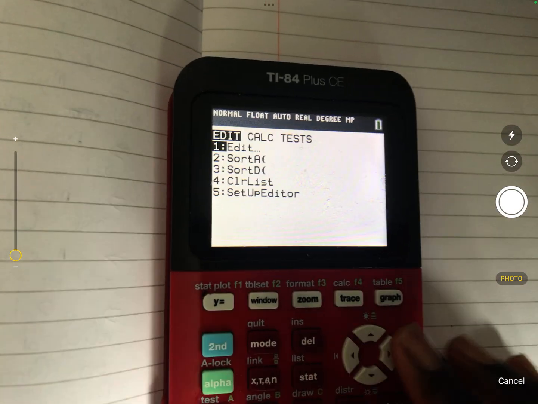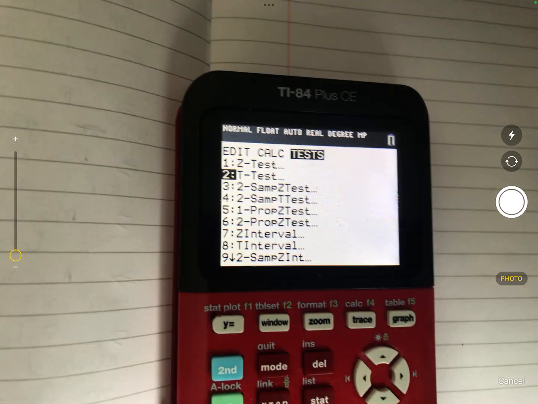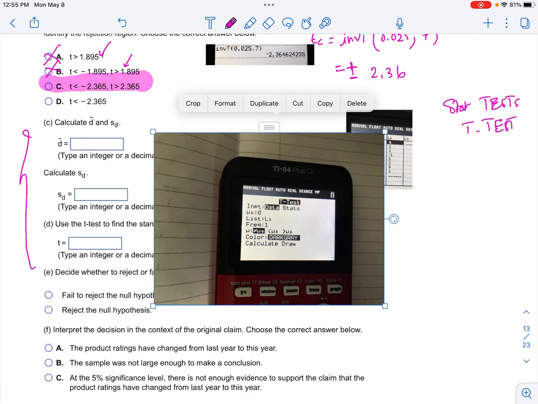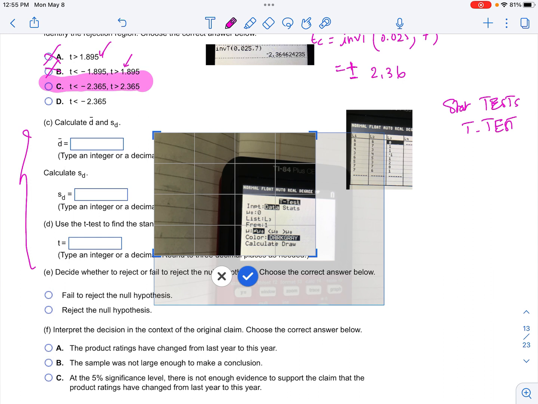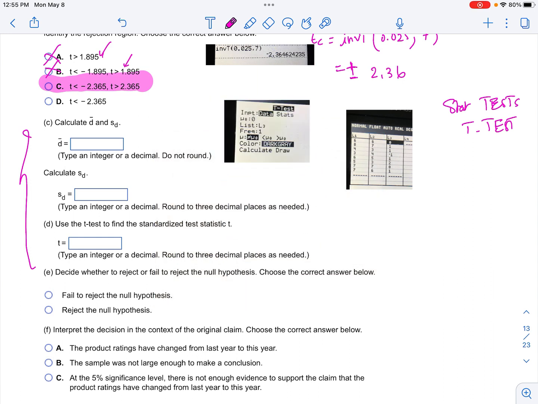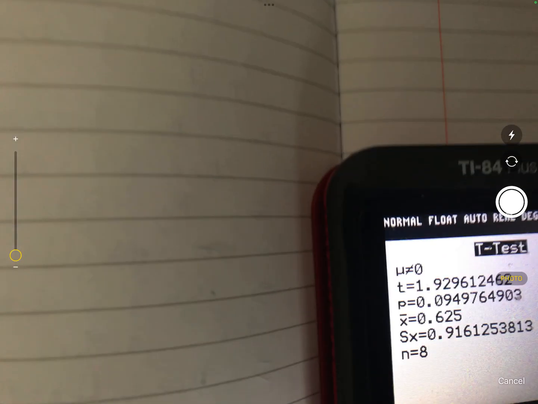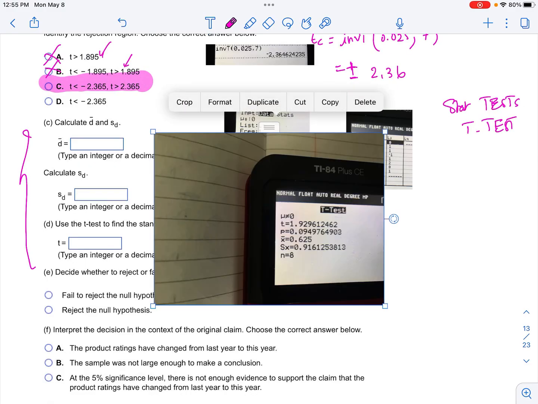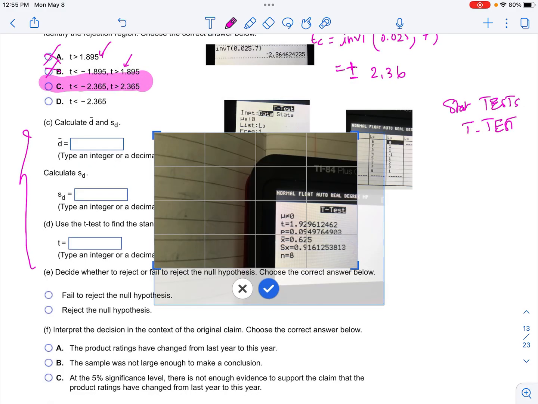All right, let me show you my setup again. T-test. I'm going to take a picture of that. Once you have this picture, take the picture of calculate. Here we go. This is it.